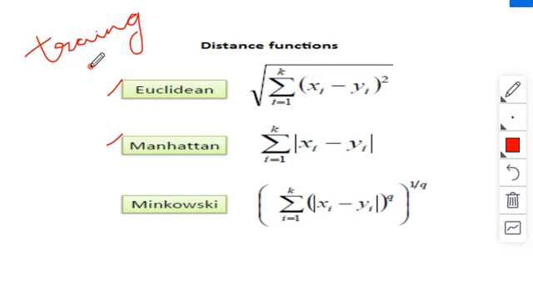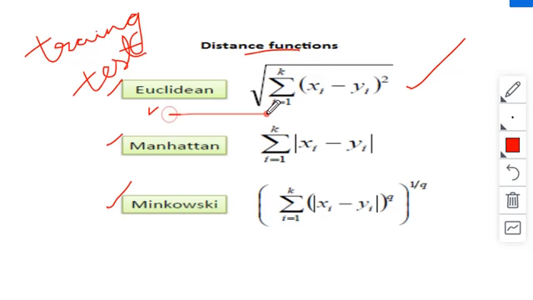To find the closeness between the training and the test data, we have distance functions or distance formulas: Euclidean, Manhattan and Minkowski. Hope you remember these three distance formulas we discussed in module 2. So these are the formulas for them. The most commonly used distance function for the nearest neighbor classifier is Euclidean distance. We'll see further.